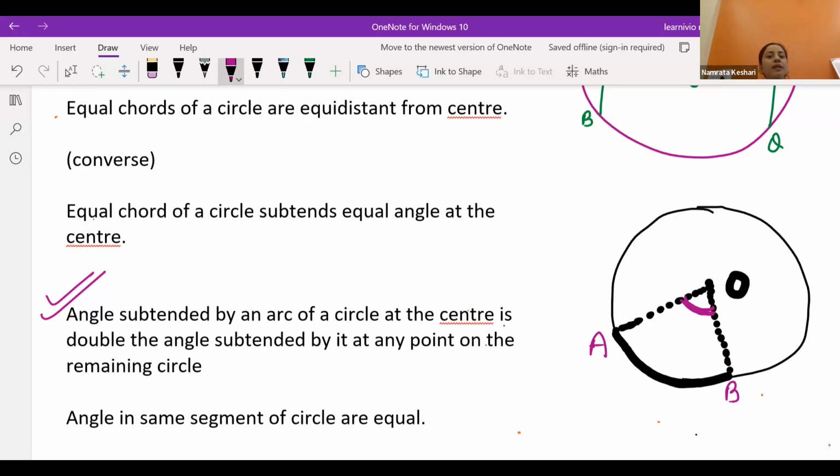Angle subtended by an arc of a circle at the center is double the angle subtended by it at any point on the remaining circle. The same arc will create another angle on the remaining part of the circle. Remaining part means just excluding the arc AB.